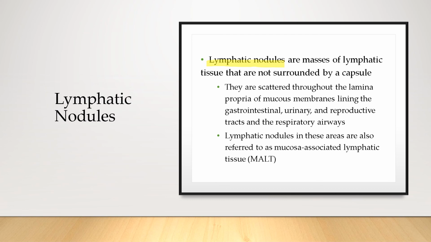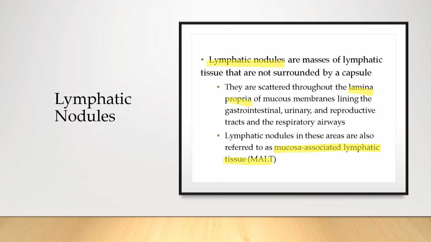Now, because they're scattered throughout the lamina propria of mucous membranes, or that connective tissue around mucous membranes, lining the gastrointestinal, reproductive, urinary, and respiratory tracts, lymphatic nodules in these areas are also referred to as mucosa-associated lymphatic tissue, or MALT.